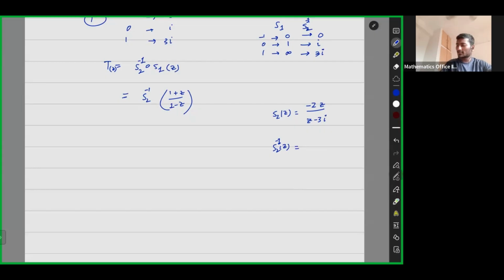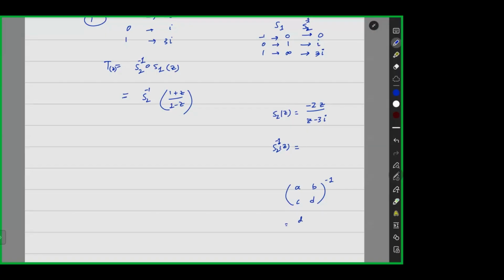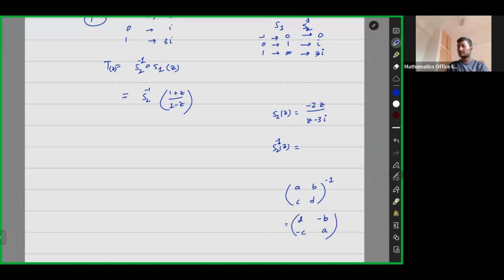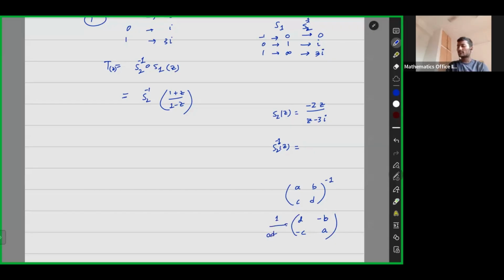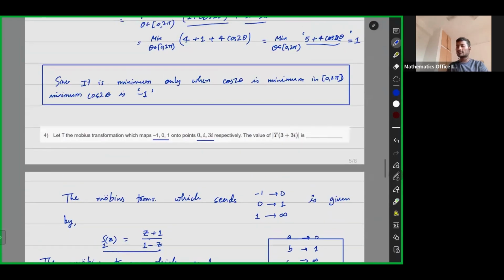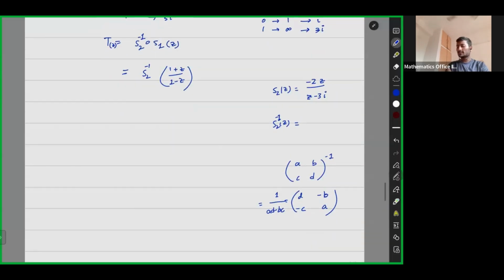In linear algebra, what is the inverse of the matrix A, B, C, D? D, minus B, minus C, and A, but one more thing is missing, that is 1 by AD minus BC. In the Mobius transformation definition it is already given that AD minus BC is non-zero, so no need to worry about this number.